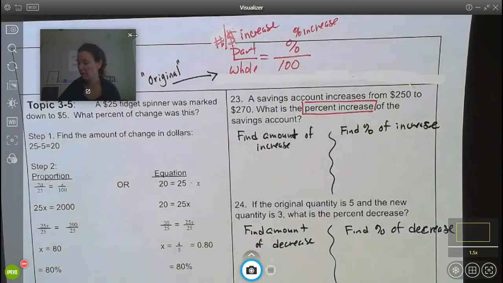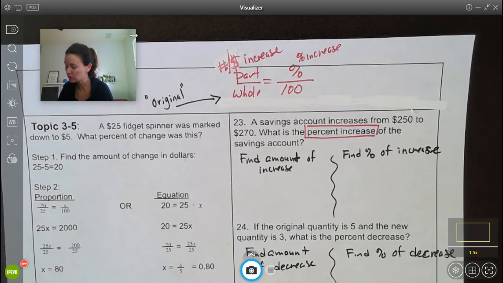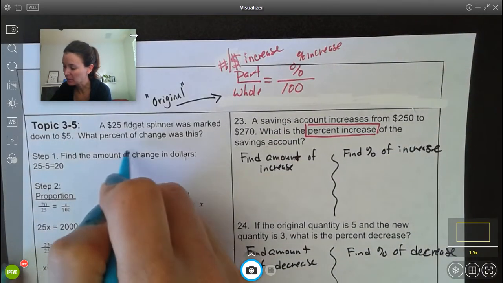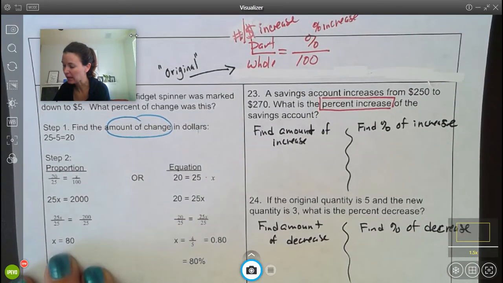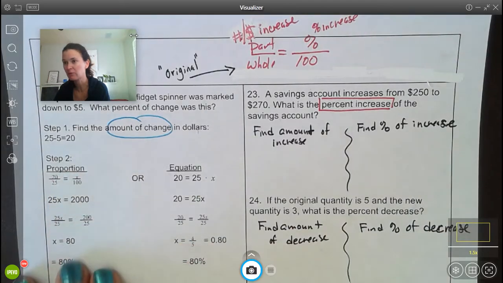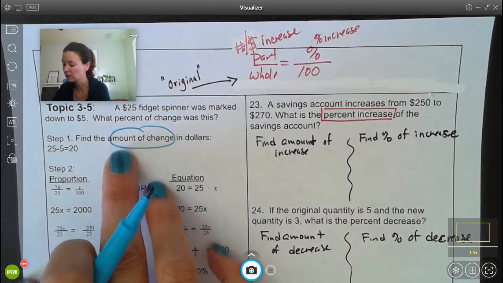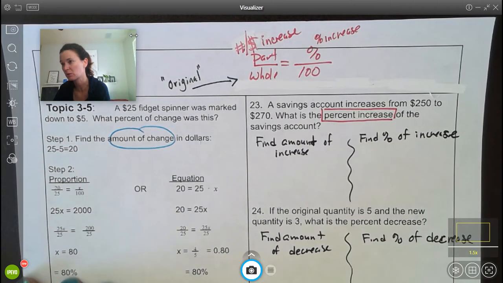Guys, we're going to do 3-5 today. And this is finding the amount of increase or decrease. Sometimes it's just called the amount of change. So here is an example of how to do it, all typed up for you. The first part is finding how much it changed, and the second step is changing that amount into a percent.